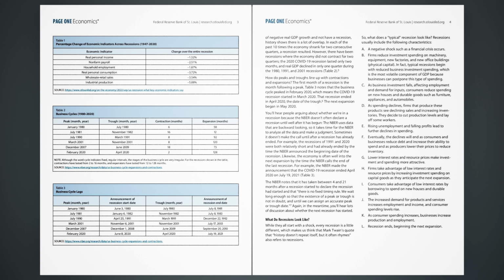G. Lower interest rates and resource prices make investment and spending more attractive. H. Firms take advantage of low interest rates and resource prices by increasing investment spending on capital goods as they anticipate the next expansion. I. Consumers take advantage of low interest rates by borrowing to spend on new houses and durable goods. J. The increased demand for products and services increases employment and income, and consumer spending levels rise. K. As consumer spending increases, businesses increase production and employment. L. Recession ends, beginning the next expansion.